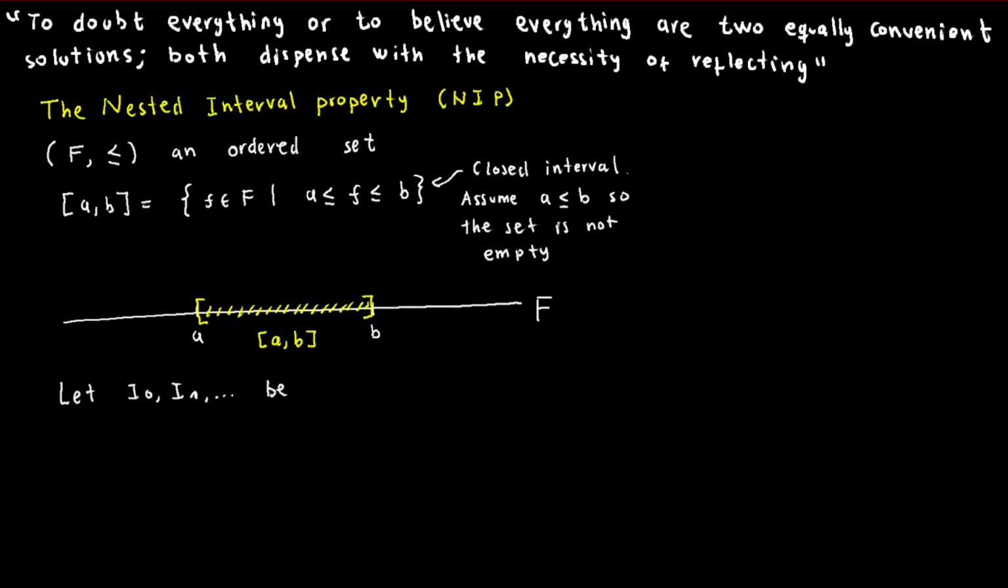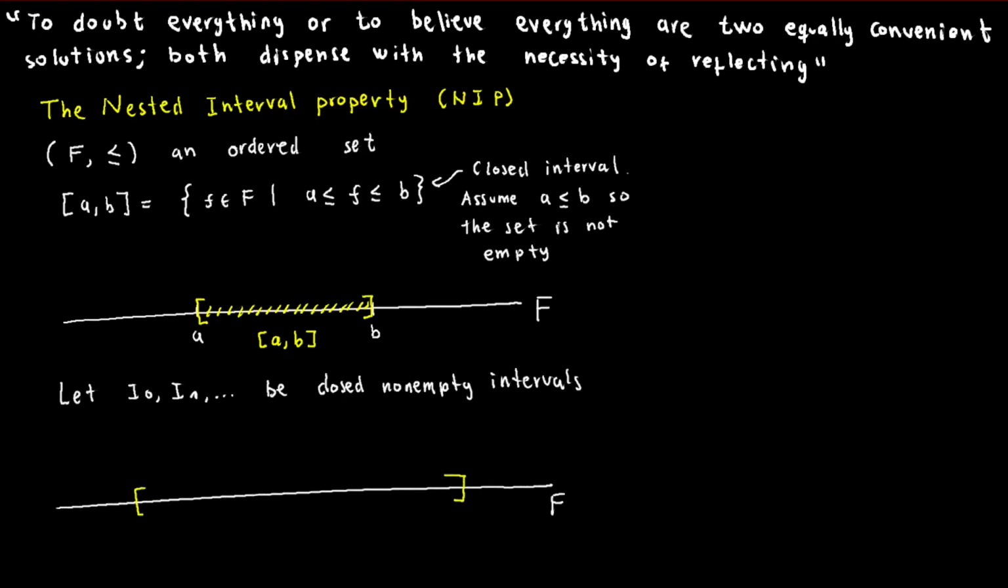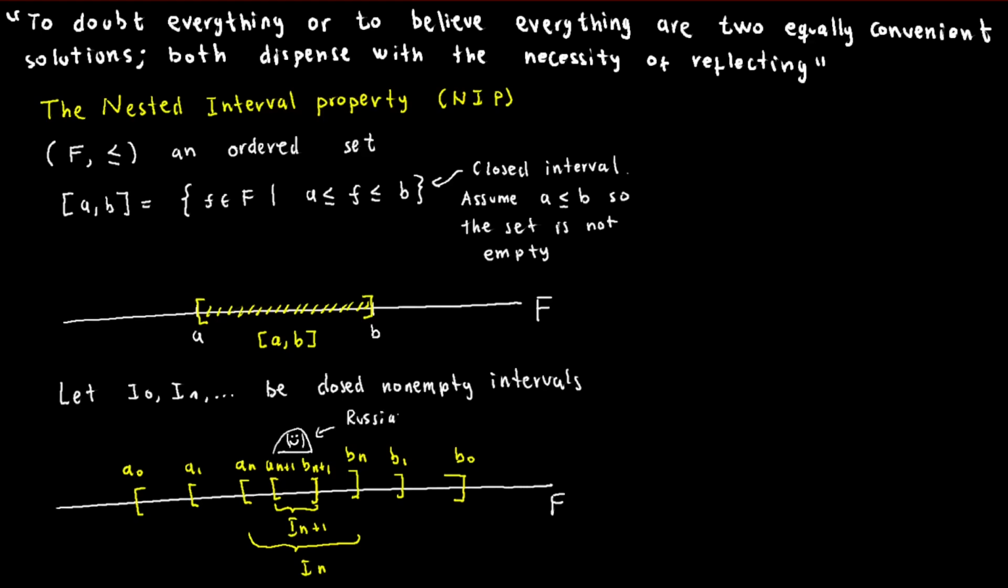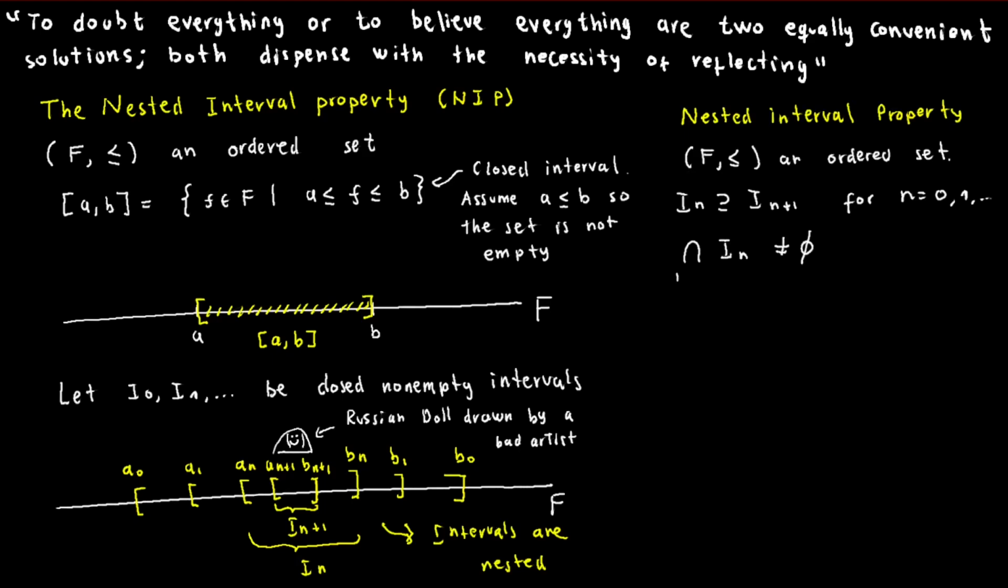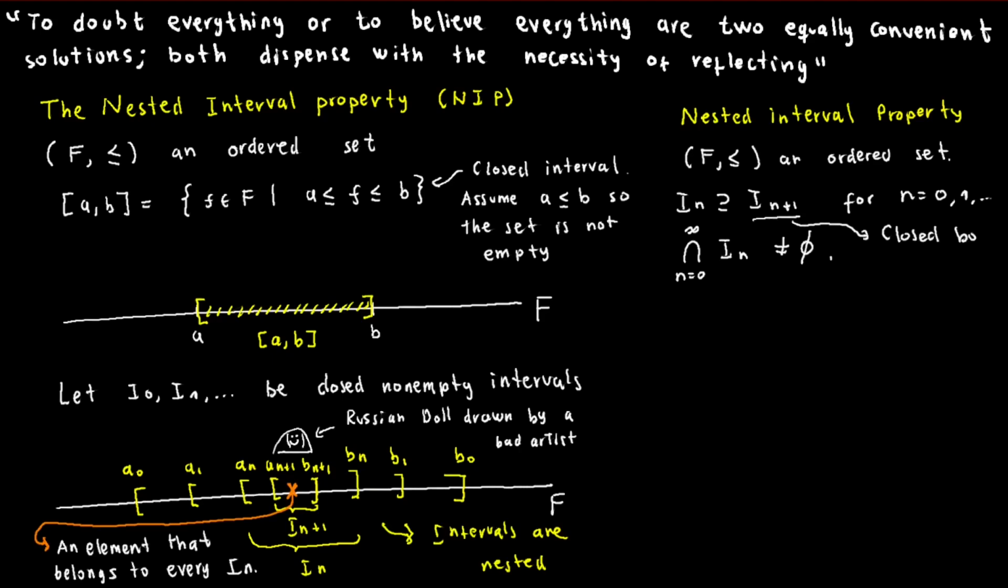Now, let's say that we have a countable collection of intervals, creatively labeled I0, I1, and so on until infinity, that are said to be nested if each interval contains its successor. Think of it as a set of Russian dolls, but instead of dolls, we have intervals. The nested interval property states that the intersection of these nested non-empty closed intervals is not empty. In other words, there is a magical element that belongs to all of the intervals.